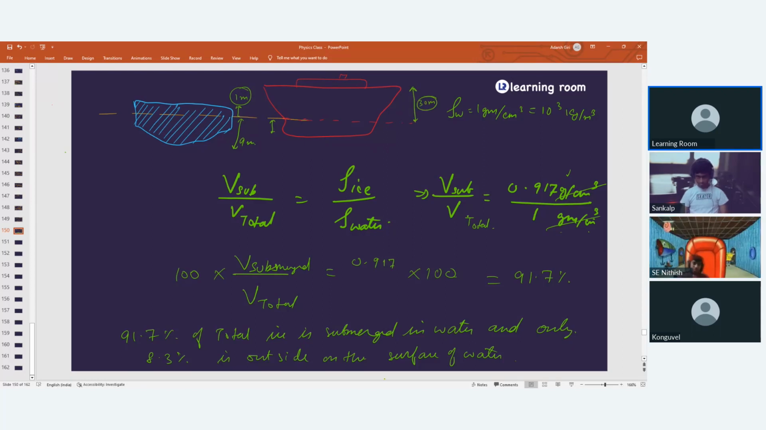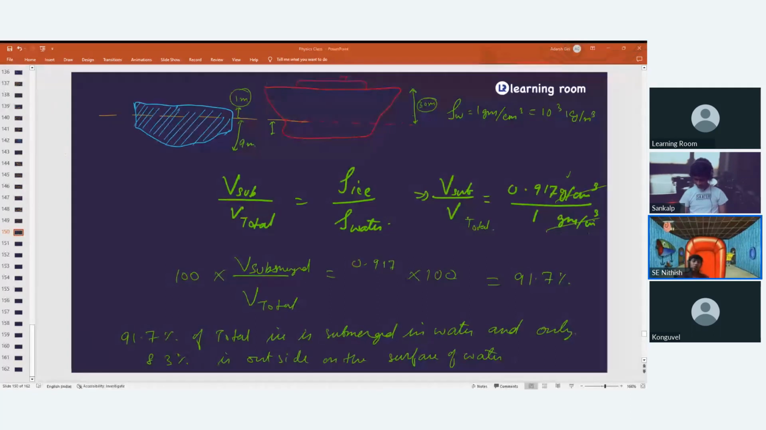Are you getting my point? From 30-meter height, 30 meters means around an 8 to 9 floor building, you just see 1 meter of height of ice. How will you find that it is so deep? Physics. So we can use the total volume and the submerged volume like that. That is physics.